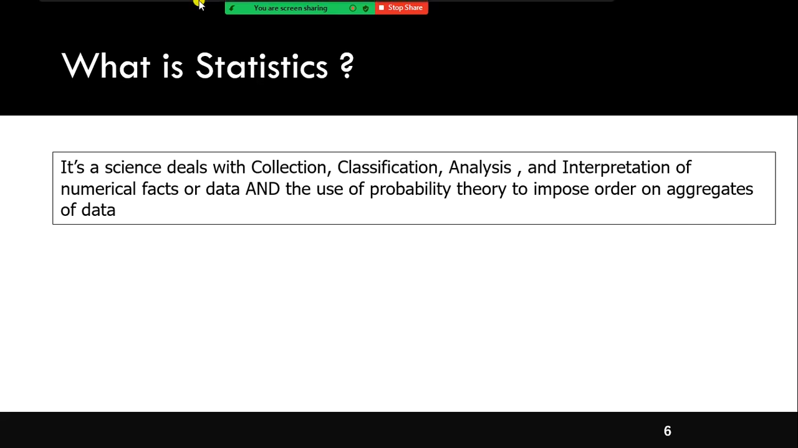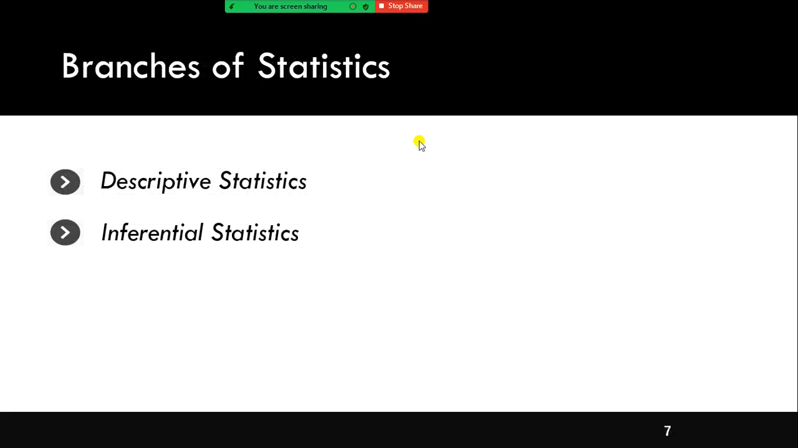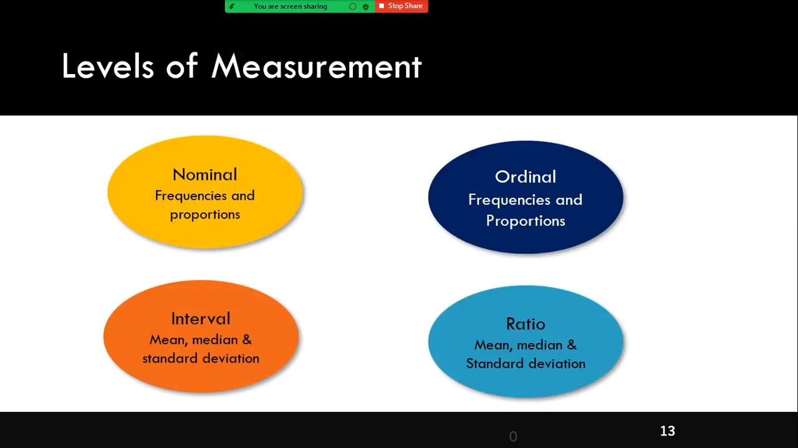There are 2 branches of statistics at a high level. One is descriptive statistics, the other is inferential statistics. Let us start with understanding descriptive statistics. Before that, let us understand the different scales of measurement, or the different levels of measurement.